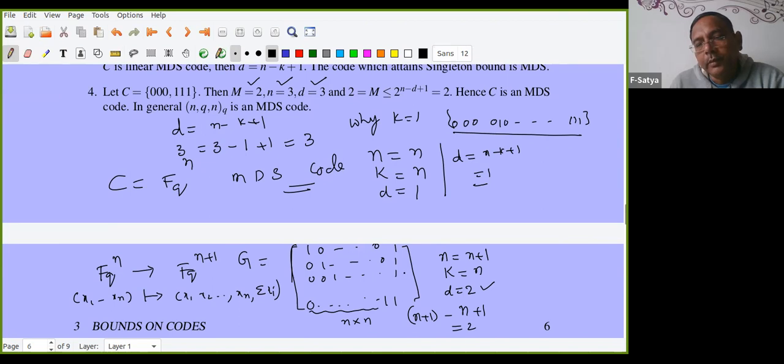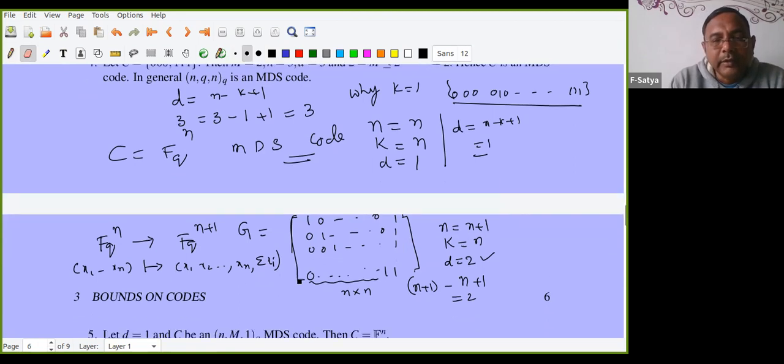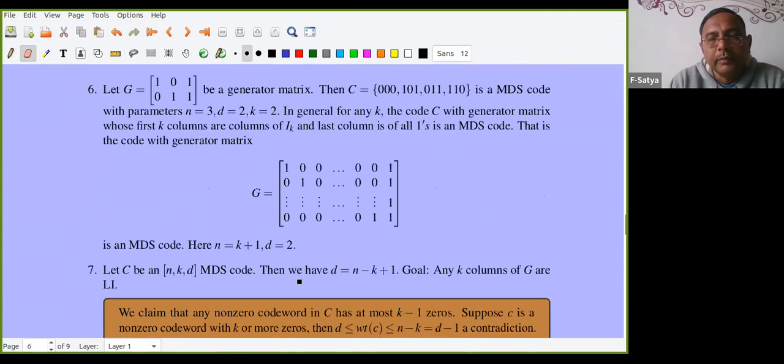I don't know how it is. For example, I add one more, 111, right? It need not be anyhow. So anyhow, we'll discuss that later. But is it an MDS code now? Yes, right? So these are very trivial examples.